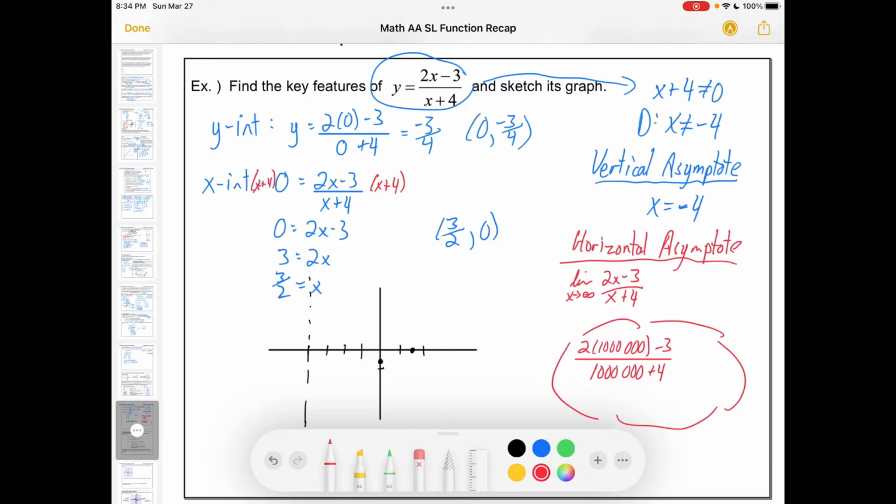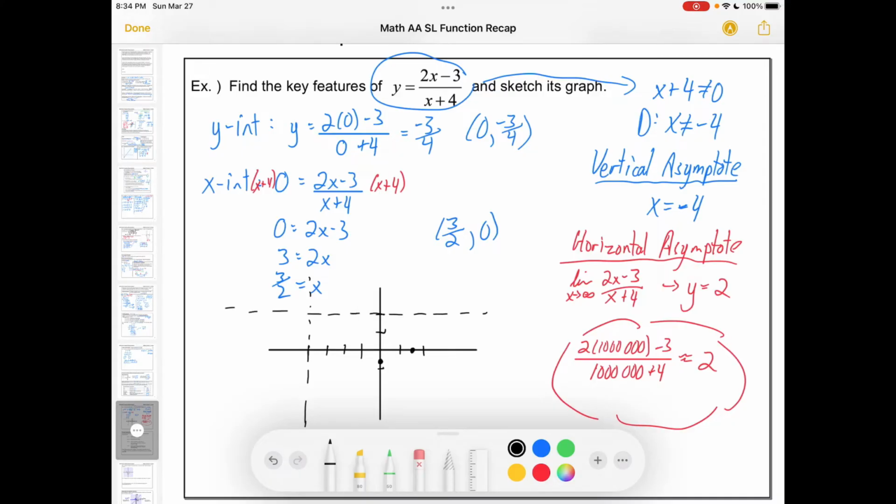The top of that fraction is about 2 million, a little less. The bottom is a little more than 1 million. 2 million-ish divided by 1 million-ish is 2. So the horizontal asymptote is just that y value that we're tending towards as x gets big. Will be y equals 2. Again, if you prefer to do it with some rules, go for it.